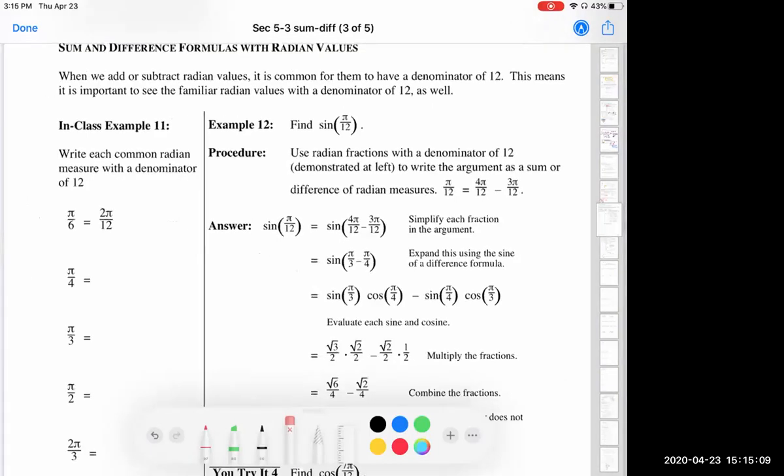So in class example 12, find pi over 12. Well, if you look at the unit circle, our smallest value is pi over 6. There's no pi over 12. But we can get pi over 12 from 4 pi over 12 minus 3 pi over 12. Sorry about that. And that will give us pi over 12. So we do the same work, but with the radian measure. And again, if you do not like radian measure, feel free to change it to degrees for your personal preference.